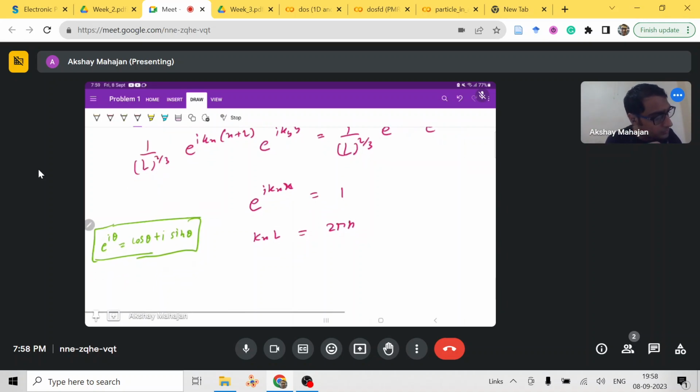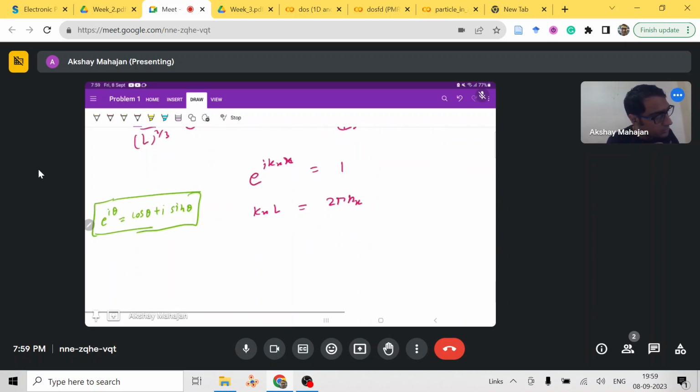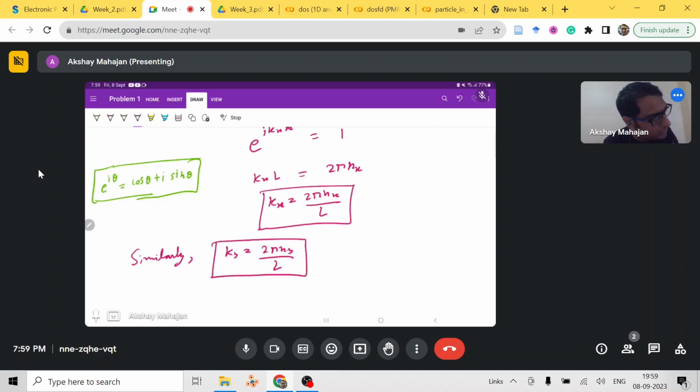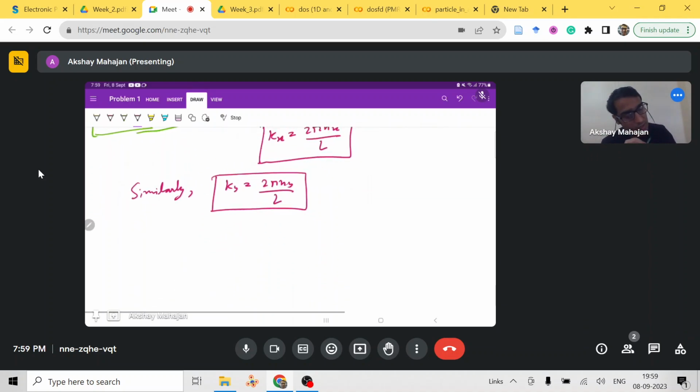So integer n of x. From here we have derived kx is equal to 2 pi nx by L. Similarly, you can find ky is equal to 2 pi ny divided by L. Then we're going to do another thing.